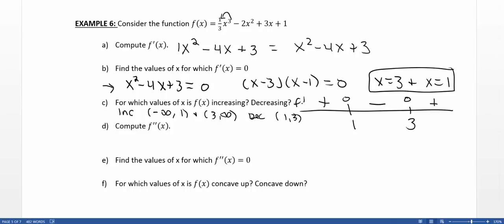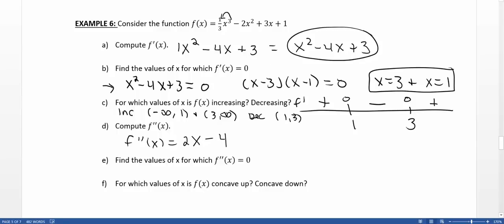Compute the second derivative. When computing the second derivative, we want to go back to the unfactored form of the first derivative and use our power rule again. The first term is x squared, so the derivative of that is 2x to the 1. The derivative of minus 4x is minus 4, and the derivative of 3 is 0 because 3 is a constant. So the second derivative here is 2x minus 4.